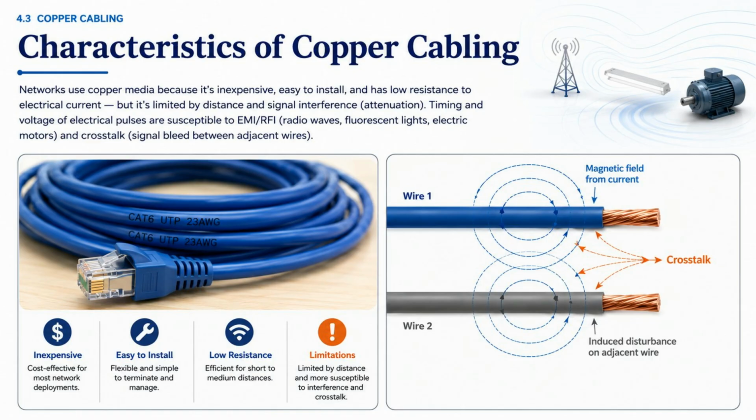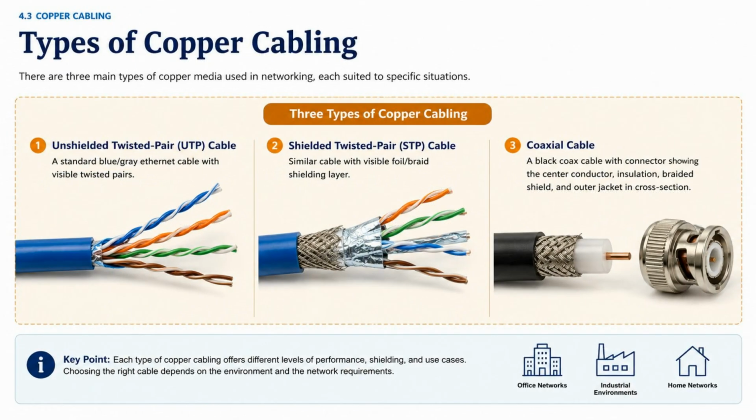Copper is popular because it's cheap, easy to install, and has low electrical resistance, but it's limited by distance and interference. 2 specific problems: EMI/RFI, external interference from radio, fluorescent lights, motors, and crosstalk, signal bleeding between adjacent wires inside the same cable, shown in the diagram. 3 main copper cabling types, coming up next: unshielded twisted pair, UTP, shielded twisted pair, STP, and coaxial. Each fits different situations based on cost, distance, and interference tolerance.